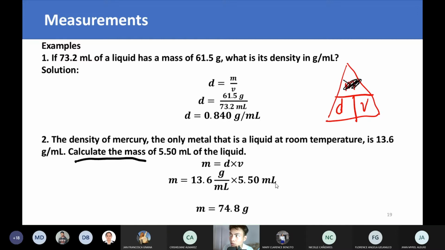Kasi kapag ito ay naka-liters, hindi mo yan ma-divide. Hindi mo siya maka-cancel. So kailangan this unit and that unit should be the same. Paano po kapag hindi parehas ng unit? Convert ka pa. From liters to ml, 1,000 yung factor. Convert lang kayo using the powers of 10. So, multiplying them, that will give us a mass of 74.8 grams.